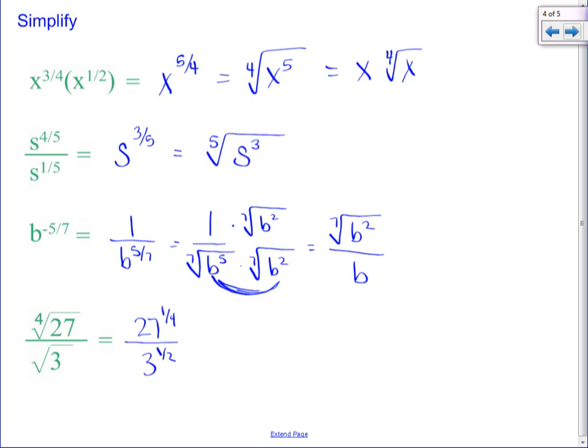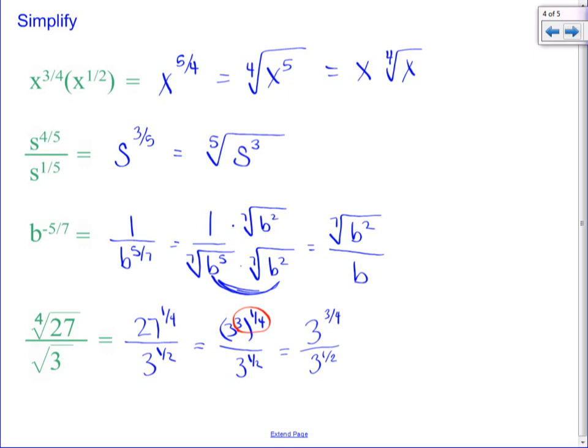Now we still can't put these together because the 27 and the 3 are different. But we learned today about base numbers. So we could change 27 to be what? 3 to the 3rd. So what do we do here? We multiply. So let's rewrite this. So instead of 3 to the 3rd to the 1/4, we have 3 to the 3/4 divided by 3 to the 1/2.